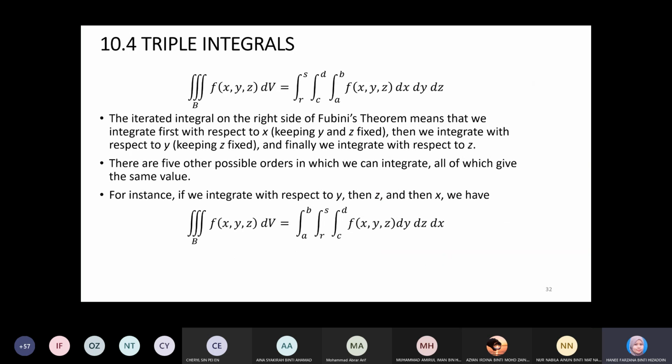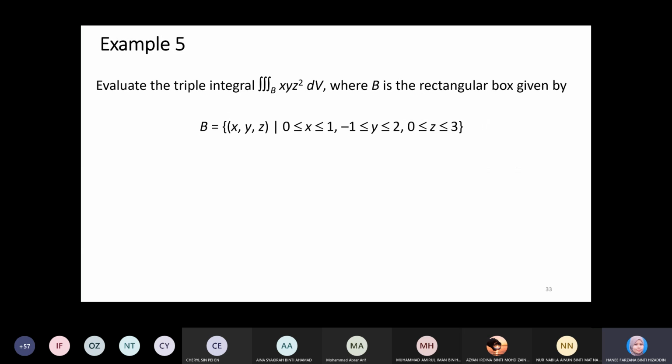Okay. So the iterated integrals on the right side of Fubini's theorem mean that we integrate first with respect to x. Basically it's the same steps as what we did in double integral. So there are 6 possible orders, like I mentioned previously. Okay. Now let's just do the example.